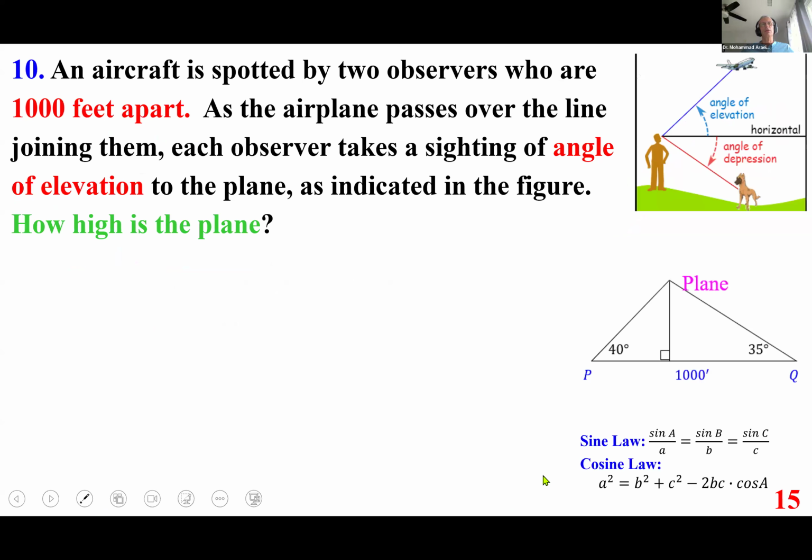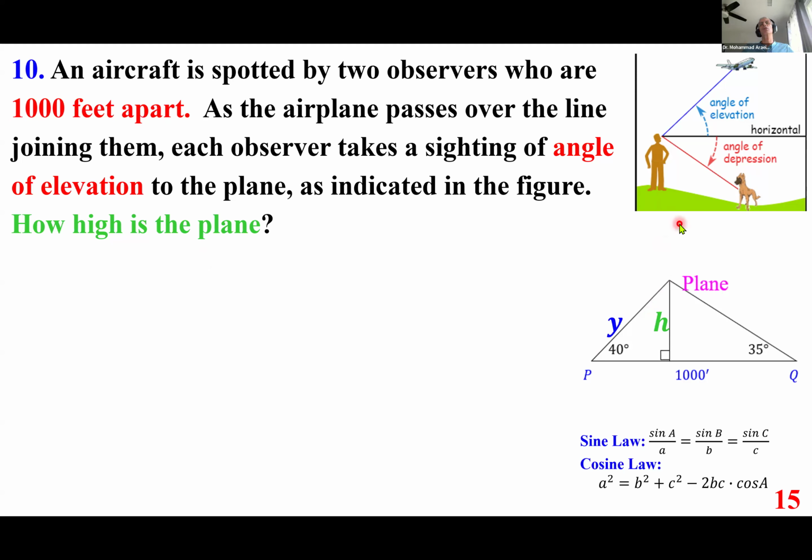Now, here's an example. An aircraft is spotted by two observers who are 1,000 feet apart. As the airplane passes over the line joining them, each observer takes a sighting of angle of elevation, 40 degrees, 35 degrees. As indicated in the figure, how high is the plane? So let's define our variables. So this is the height we want.